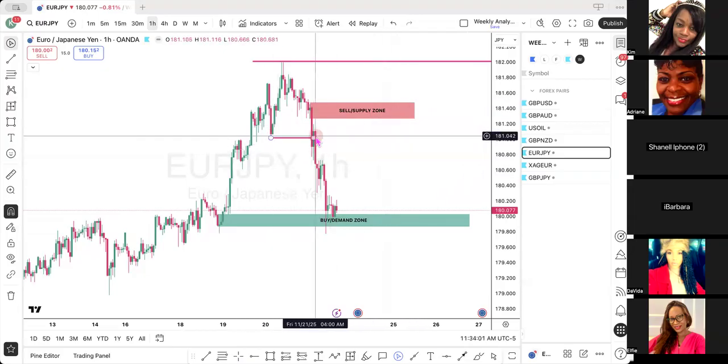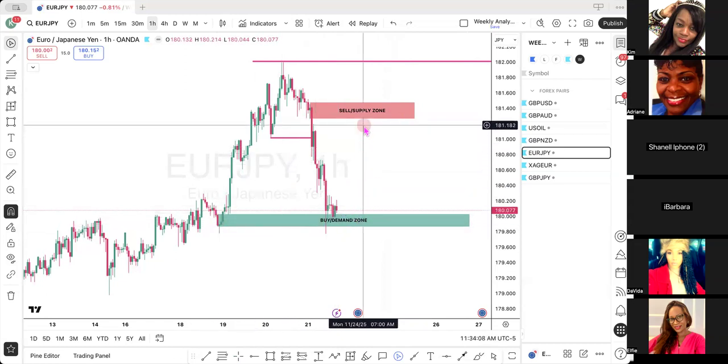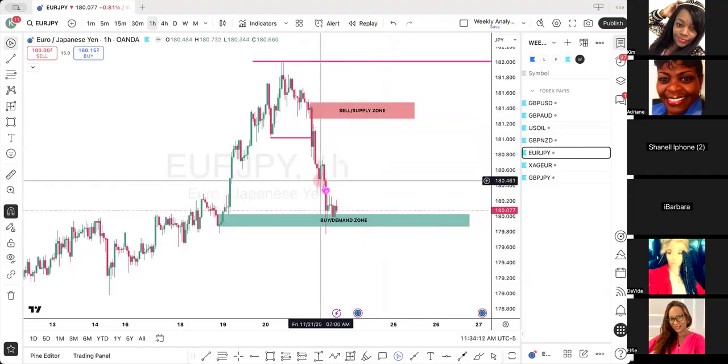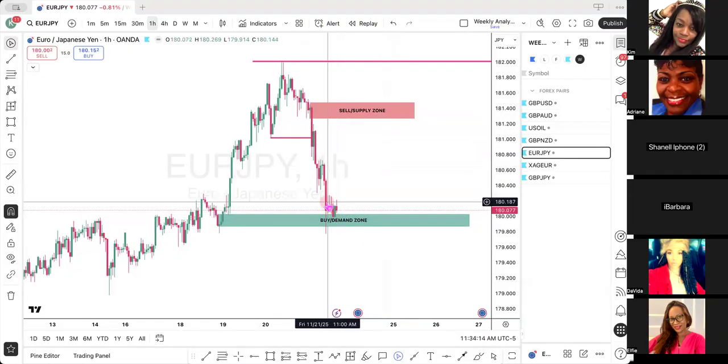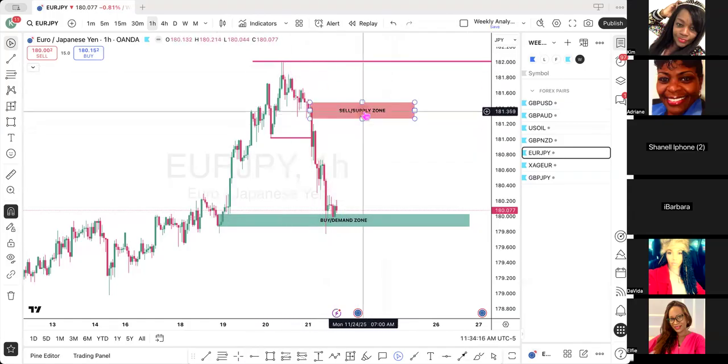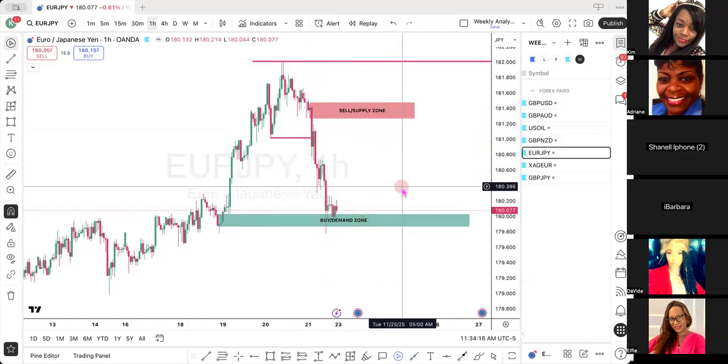We already had the shift in structure. It hasn't pulled back yet. It's tapped into a demand zone. So at some point, it's going to start pulling back. So don't sell low and don't buy high. You want to sell high and buy low.